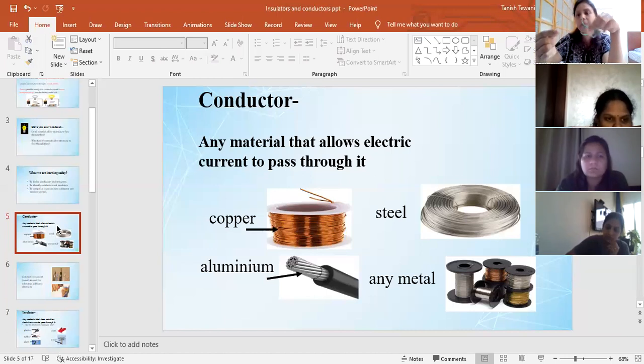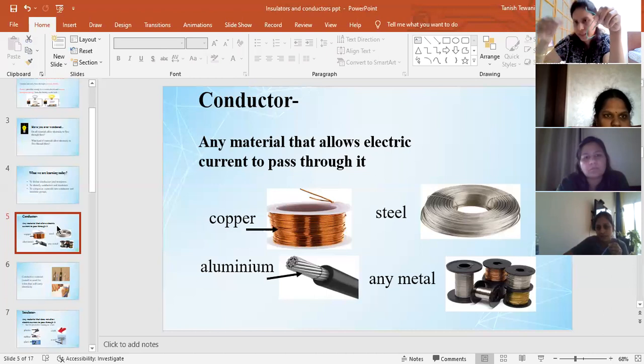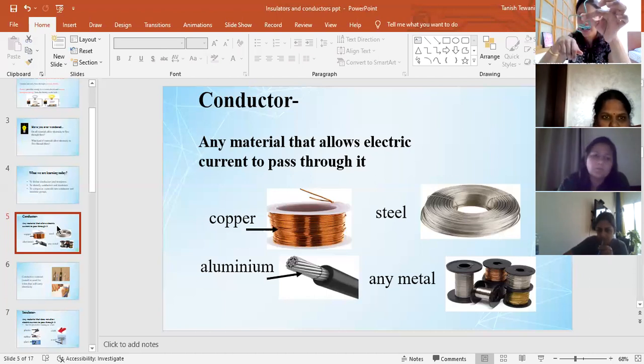But children, you must have seen this wire at home. Actually, this wire is there, but it is covered by this covering. Why? Who will tell me? Aparna, can you tell me why we are covering this wire? If we do not cover it, then we will get an electric shock. Yes, good, Aparna. And why will we get an electric shock? Because this is a metal, and it easily passes electricity. So if we touch it with our bare hands, we will get an electric shock, right?